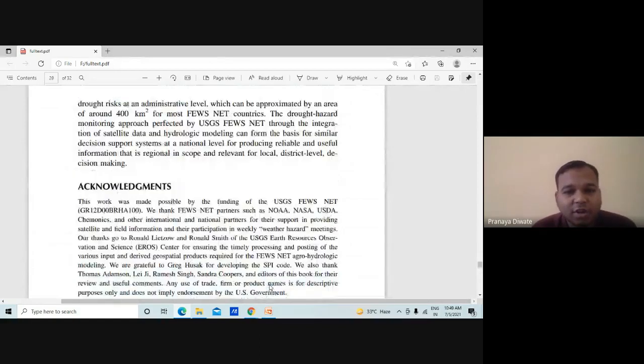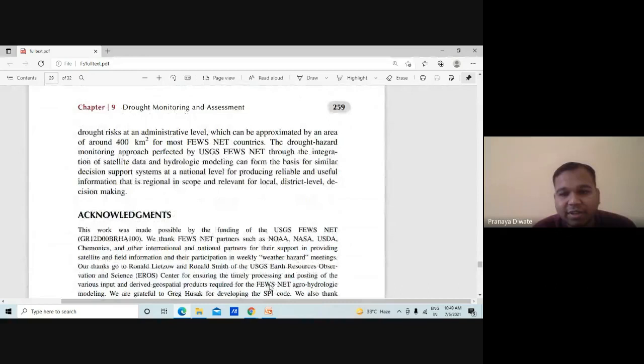The drought hazard monitoring approach performed by USGS and FEWS NET through the integration of satellite data and hydrological modeling can form a basis for a similar decision support system at a national level, for producing reliable and useful information that is regional in scope.